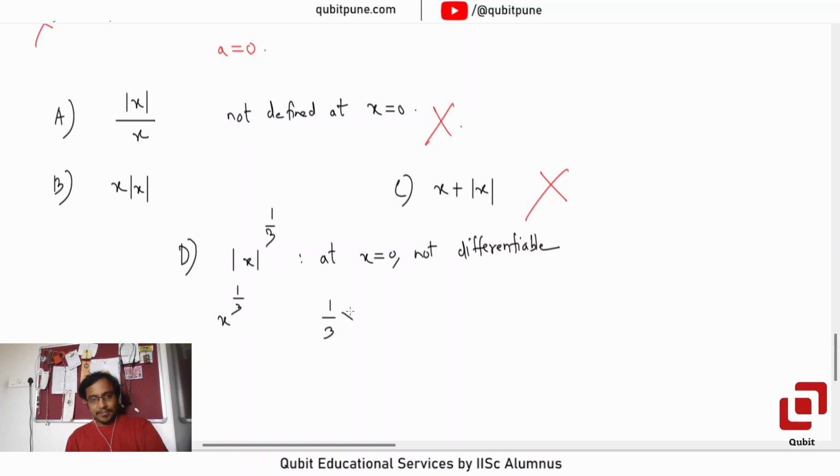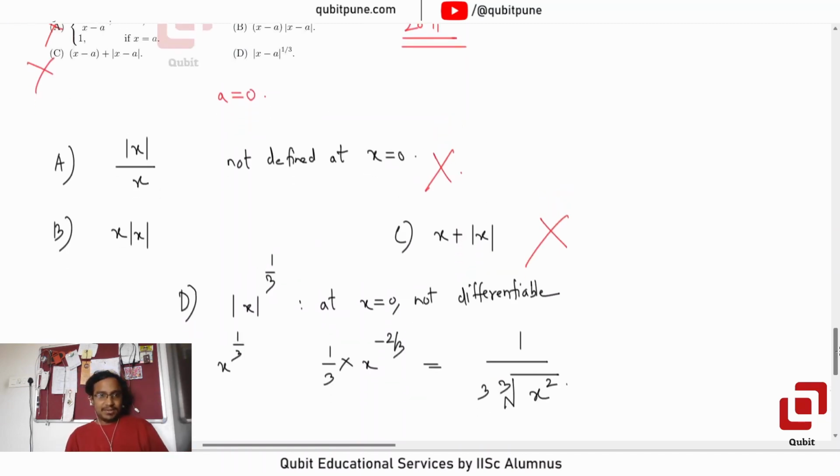Let's consider x raised to 1 upon 3, and try to find its derivative. 1 upon 3 into x raised to negative 2 by 3. Right there you understood that x is in the denominator. Not square root but cube root. So at 0 it won't be differentiable.